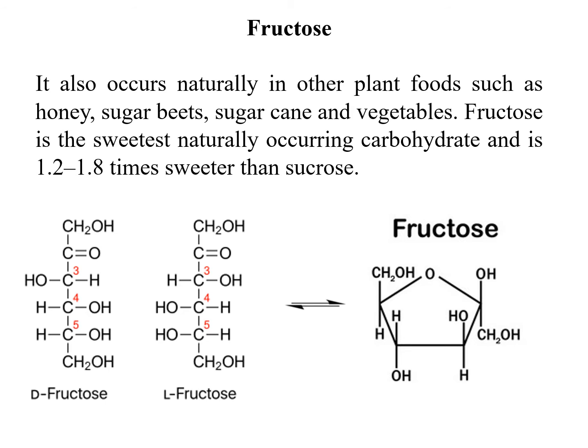Then we'll move to the fructose. Fructose occurs naturally in other plant foods such as honey, sugar beet, sugar cane, vegetables, etc. Fructose is the sweetest naturally occurring carbohydrate. It is 1.2 to 1.8 times sweeter than sucrose. Okay, so sucrose ultimately is a combination of glucose and fructose. If fructose alone is taken, obviously the sweetness is going to be very high.